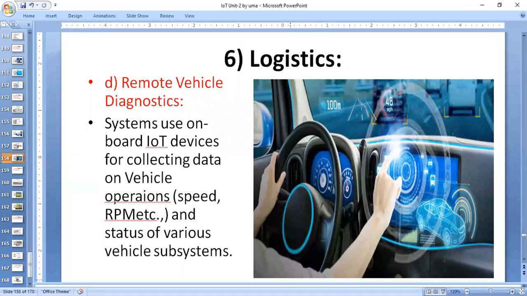It gives some information, and here you are using different IoT systems. The system uses onboard IoT devices for collecting data on vehicle operation. Here the vehicle operations may be the speed of the vehicle, RPM, etc., and the status of various vehicle subsystems. That is the remote vehicle diagnostics system.